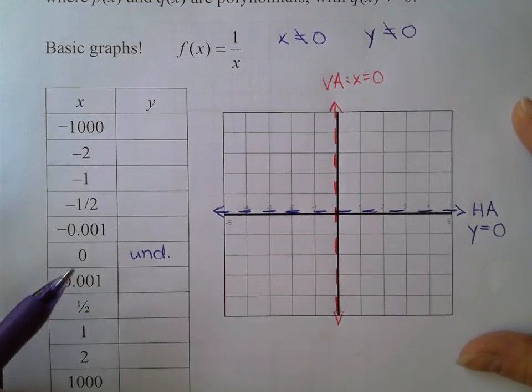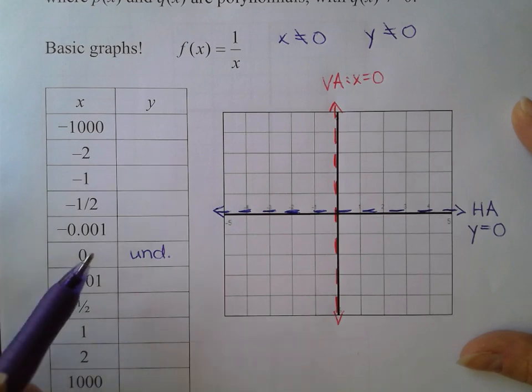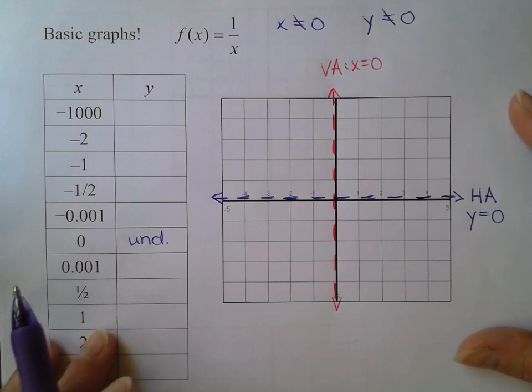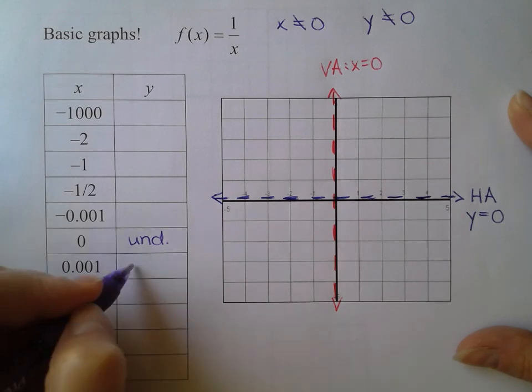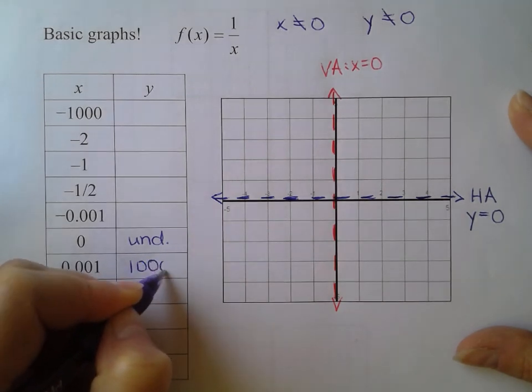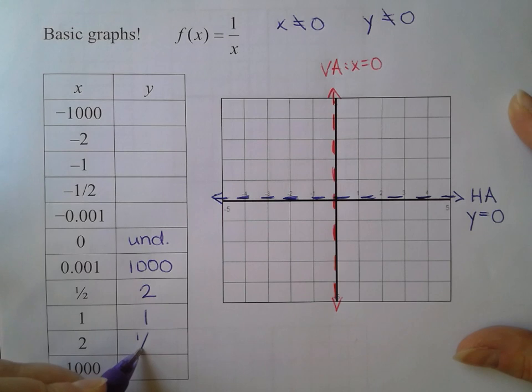So I want to plug in a couple points around 0, and then I want to see what happens at the end. Let's start out with the positives. When I put in 0.001, 1 divided by that little tiny number gives me 1,000. 1 divided by a half, there are 2 halves in a whole, so it's going to give me 2. 1 over 1 is 1. 1 over 2 would be a half, or 0.5. And 1 over 1,000 is going to give me a really small decimal, 0.001.